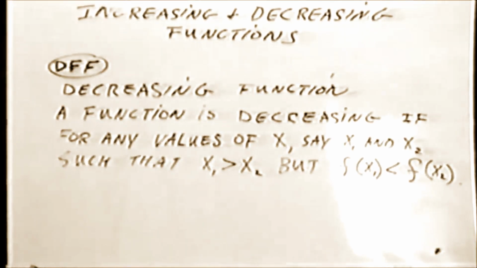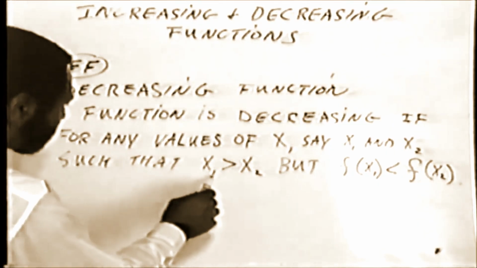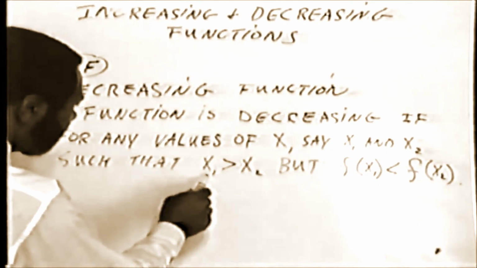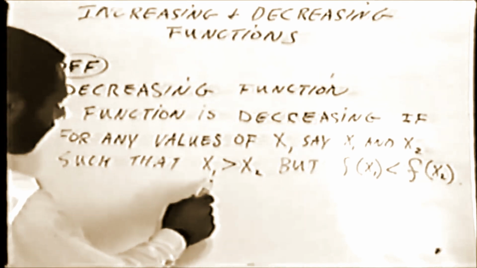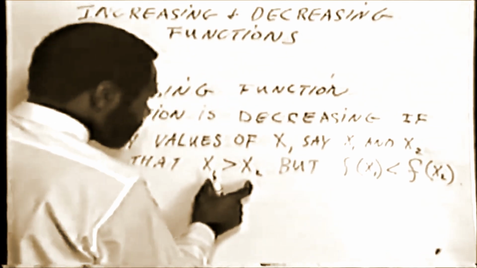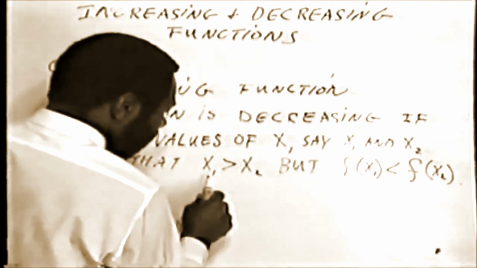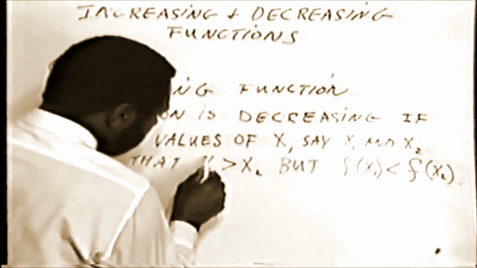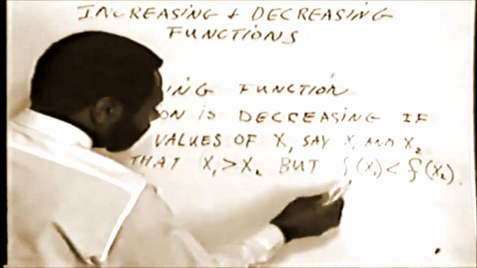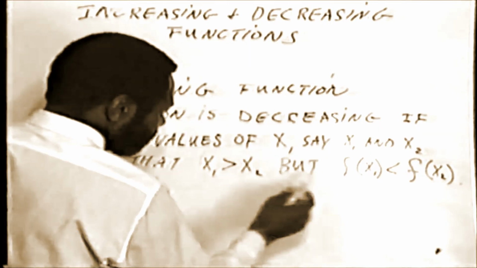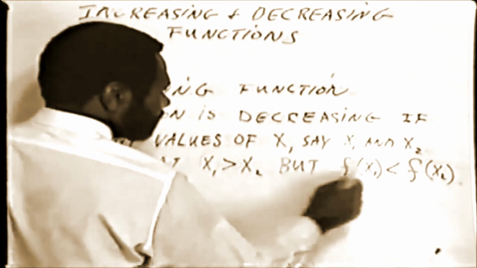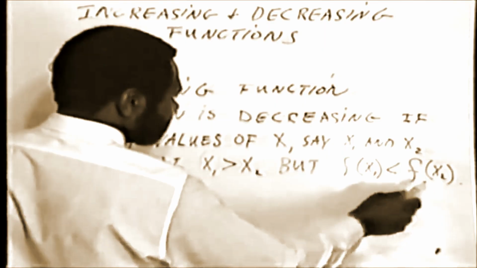Now, if you have a problem involving a function and you want to decide whether the function is increasing or decreasing, you have to choose your two numbers for x1 and x2 such that x1 is greater than x2. Then you have to substitute those two numbers in the function for x. When you substitute x1 into that function, you will find f(x1). When you substitute the number for x2, you'll find f(x2).